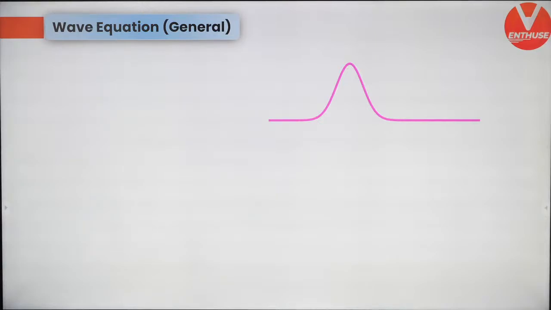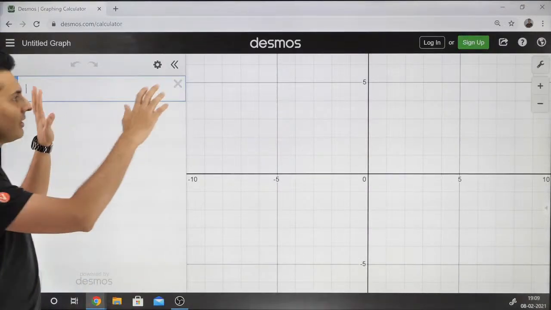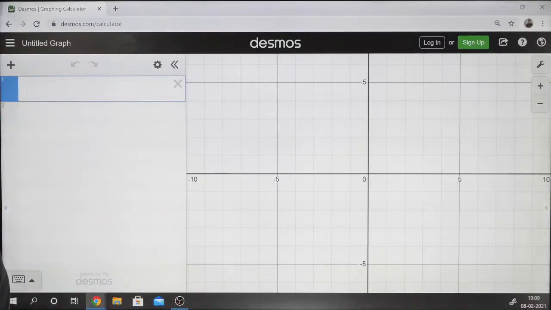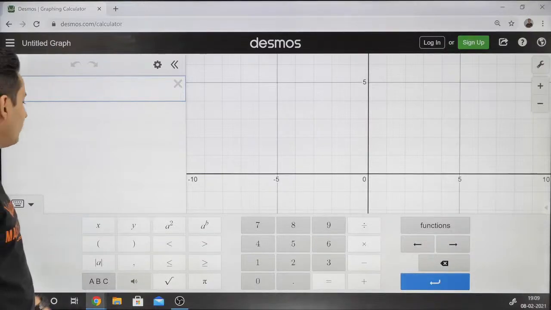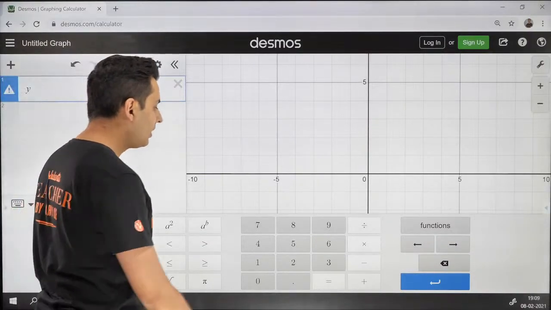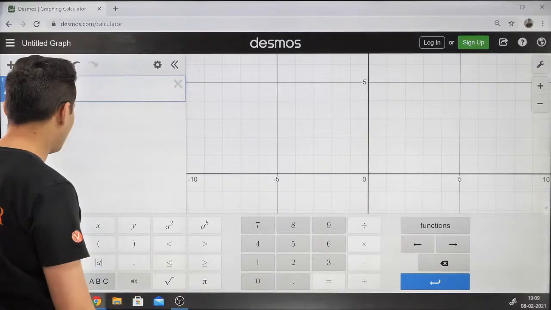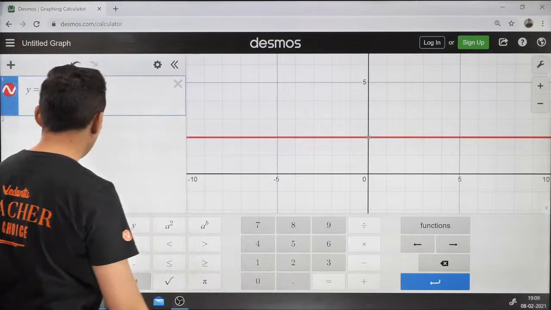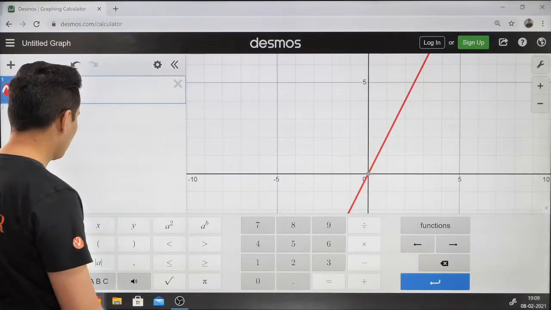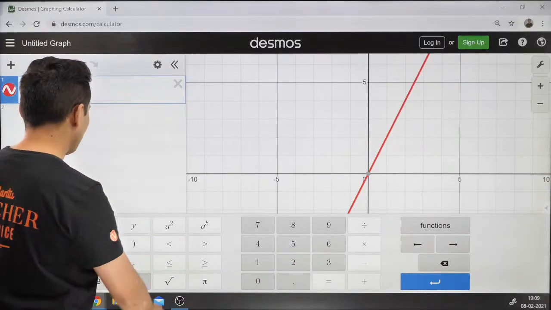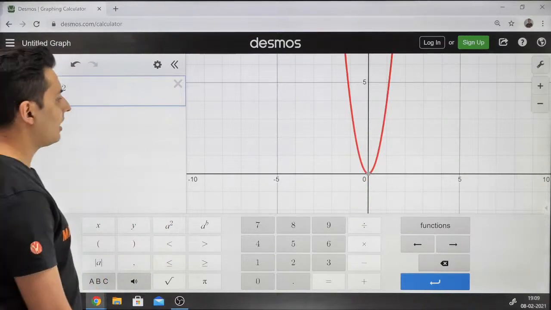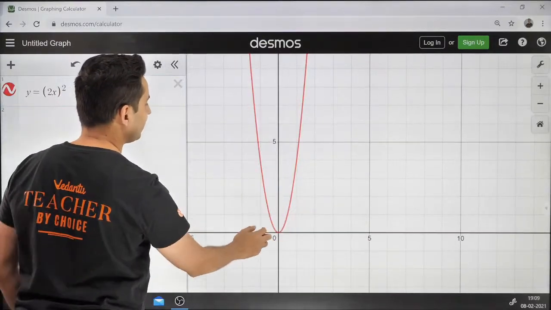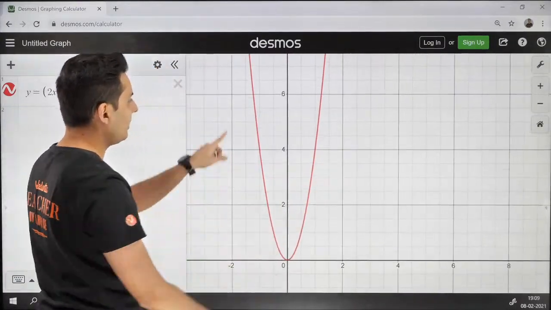So what exactly is a wave equation? So let's get Desmos out here and let's make an equation. Okay, so our equation probably can be like y is equal to maybe something like 2x whole square. Okay, let's see how that equation looks like. You can see it's nothing but a parabola. Can you see that, guys? It's nothing but a parabola.